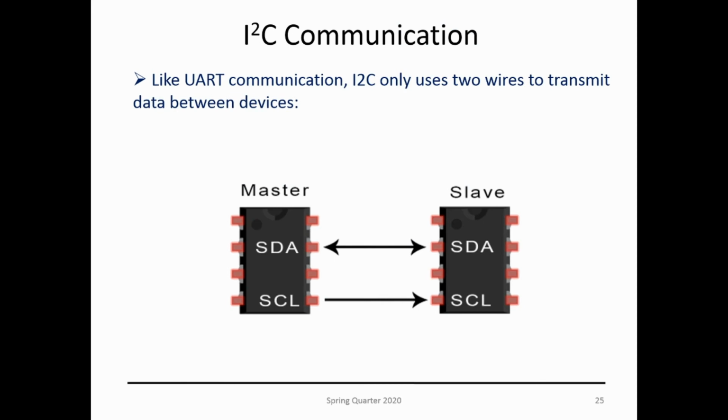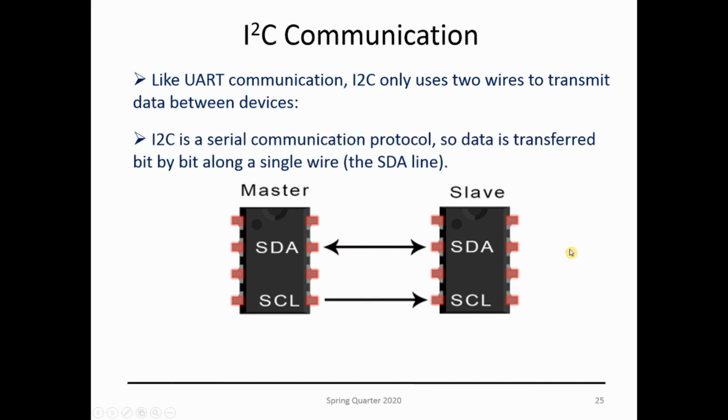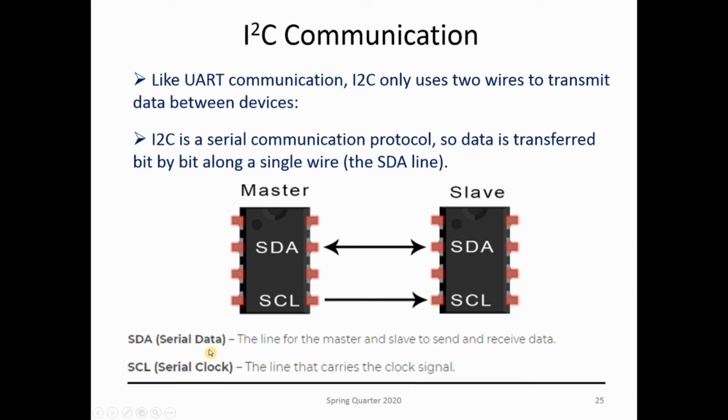Like UART, it only uses two wires, the SDA and the SCL, so the data and the clock. Notice that the data is bidirectional, so you use just the one wire to send information and receive information. And it's a serial communication, so we call SDA serial data and SCL serial clock.